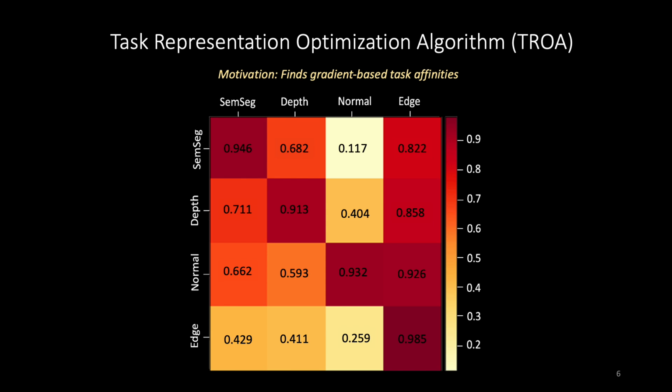TRUA is the task representation optimization algorithm, where we find the gradient-based task similarities between the tasks of segmentation, depth, normal, and edges. In essence, it calculates the cosine similarity between all the tasks and does an analytical weight update to obtain this task affinity matrix. For example, we get the affinities of segmentation with segmentation, segmentation with depth, segmentation with normal, and segmentation with edges.